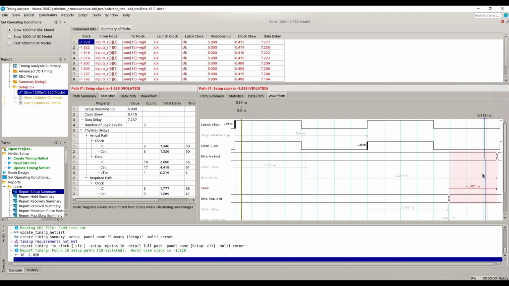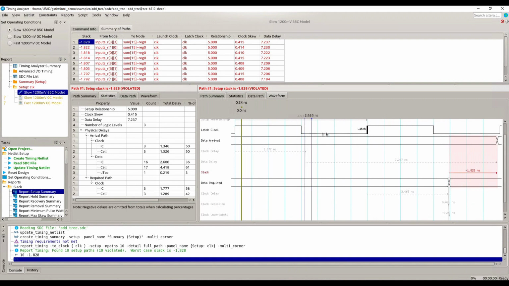Now we can see there's a problem because if we look down here, the data required time is right here. So we have a setup violation because our data arrival time is right here. Our data required time is over here. And so we have this negative slack of negative 1.828 nanoseconds. Now let's take a quick look at the data required time just so we understand why it is what it is, because it's a little confusing.